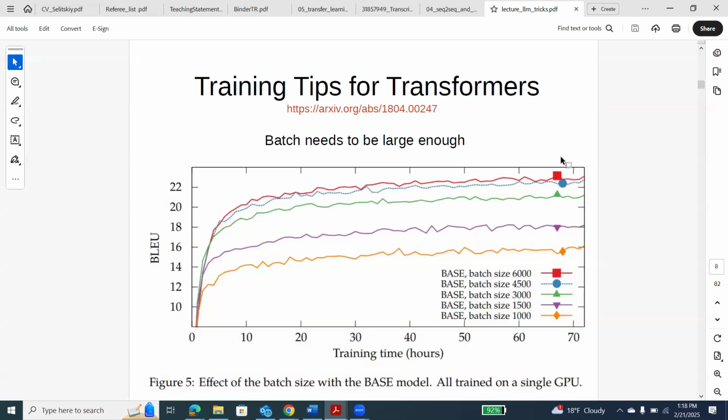So the second observation is about batch size. You can see that for small batch sizes, the loss of our function is high, and in this case they used the BLEU metric, but the BLEU metric is low, because BLEU is better when it's higher. So for small batch size, it doesn't converge well. It doesn't converge to a good minimum of our loss function.